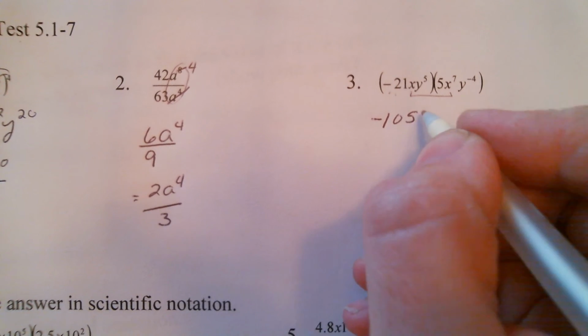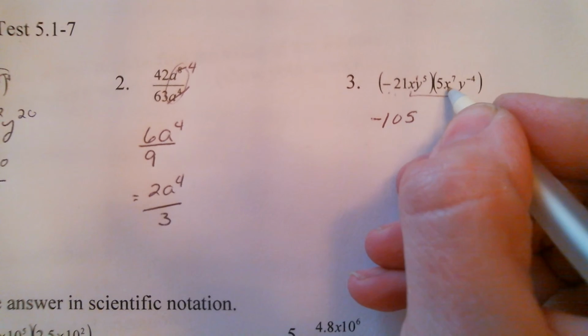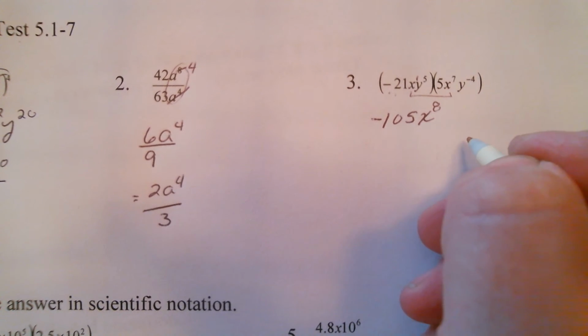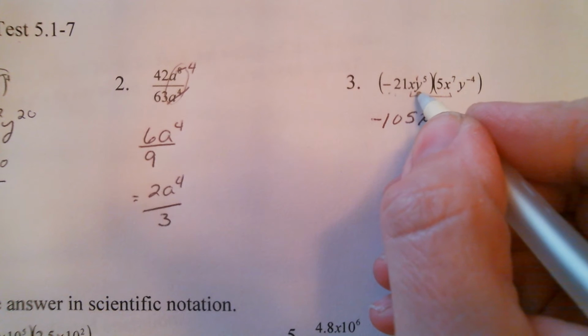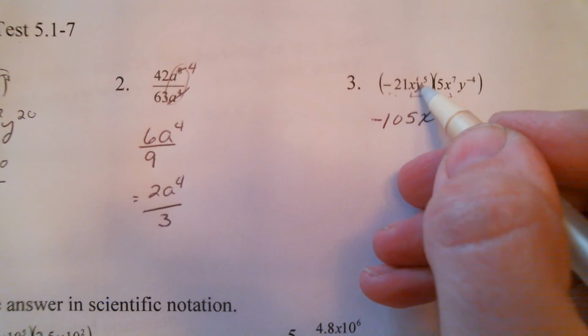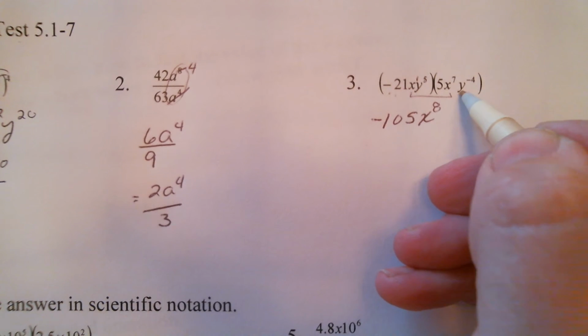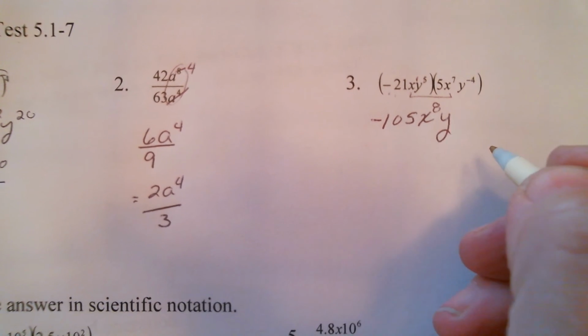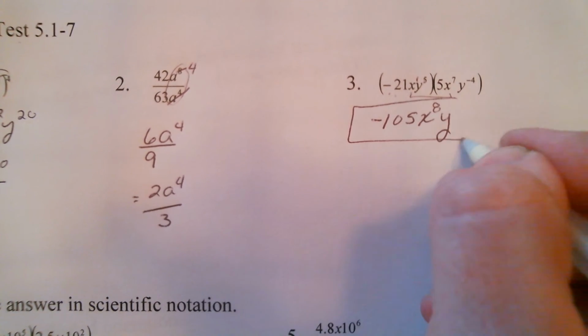X times x to the 7th, well, that's x to the 1st times x to the 7th, so when you multiply them together, you add the exponents, x to the 8th. Y to the 5th times y to the negative 4th, if we just add the exponents, 5 plus negative 4 is just 1, y. So that should be your answer.